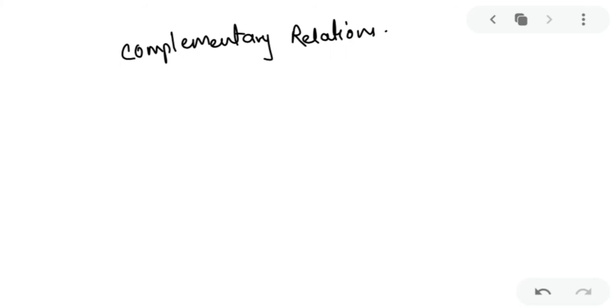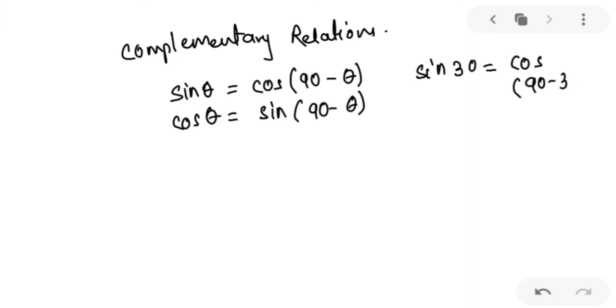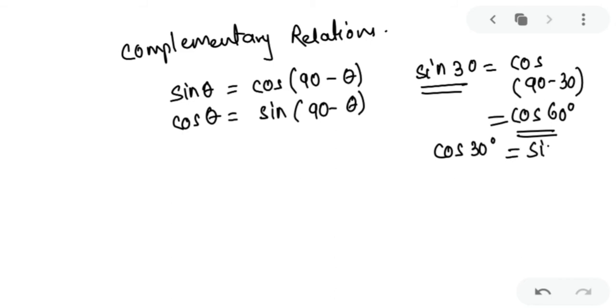In that, my dear kids, if I give you sine theta, you can write cos 90 minus theta, and cos theta, you can write sine 90 minus theta. So if I am giving you sine 30, you can write cos 90 minus 30. That is cos 60. So instead of sine 30, you can write cos 60. Instead of cos 30, you can write sine 60. So that is the complementary relation of sine and cos.